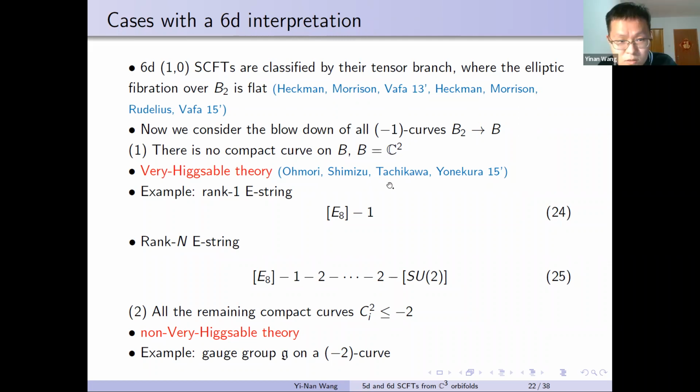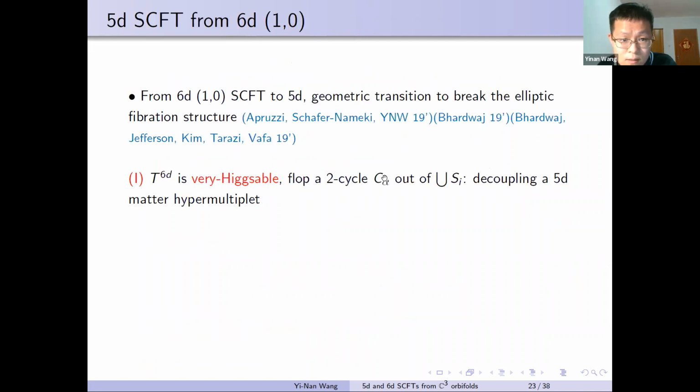Okay, so that was a notion about the 6D series. Now, if you want to go from the 6D 1,0 series to a 5D SCFT, then we need to do a geometric transition to break the elliptic fibration structure. That was already discussed in this paper by Fabio, Sakura, and me, and also in papers by Dr. Bhardwaj and their collaborators, Kim, Kammer and Rafa.